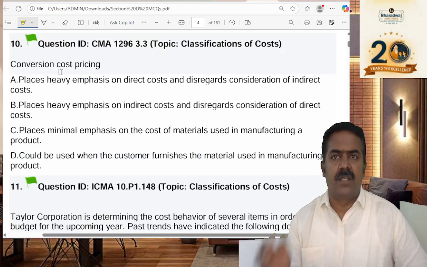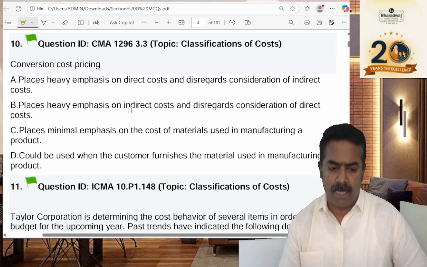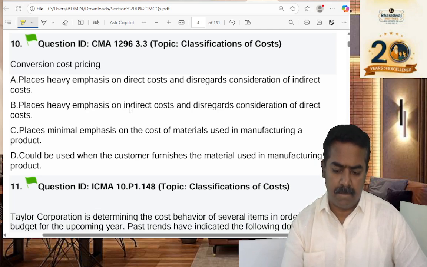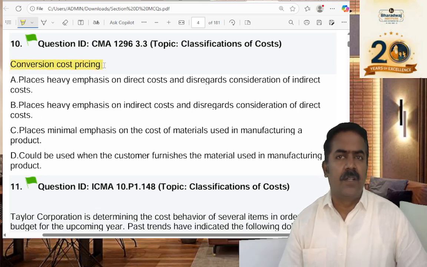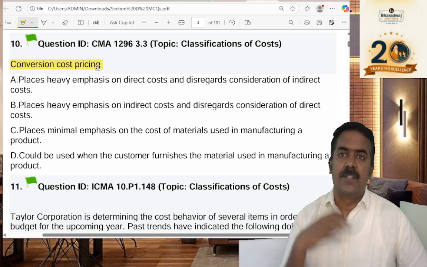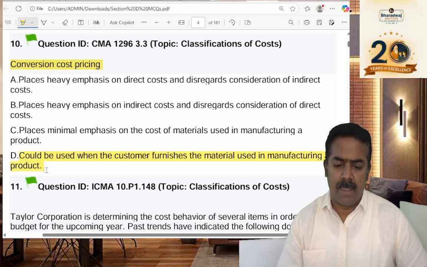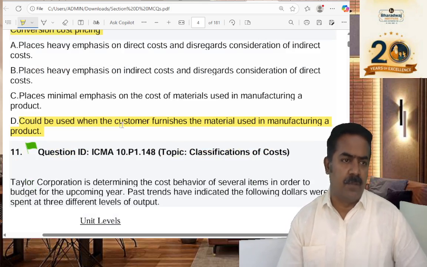What do you mean by conversion cost? Labor plus manufacturing overheads. Simple. When a customer is giving the material, what amount will I spend for labor plus overheads? It could be used when the customer furnishes the material, to be used in manufacturing a product.